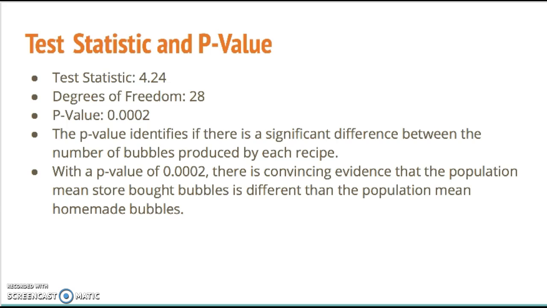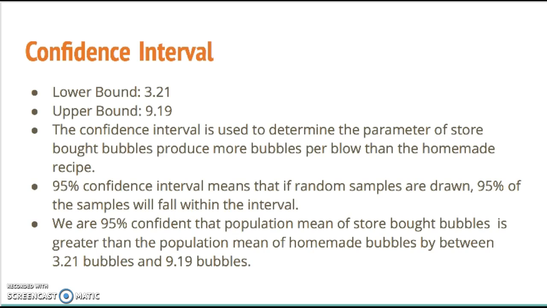We used a confidence interval to determine if the parameter of the store-bought bubbles produced more, less, or the same number of bubbles per blow than the homemade recipe. We used a 95% confidence level, meaning that if random samples are drawn, 95% of the samples will fall within the interval. Our interval has a lower bound of 3.21 and an upper bound of 9.19. Because both numbers are positive, we are 95% confident that the population mean of store-bought bubbles is greater than the population mean of homemade bubbles by between 3.21 and 9.19.